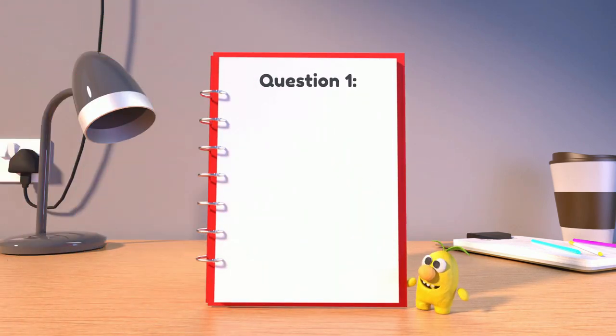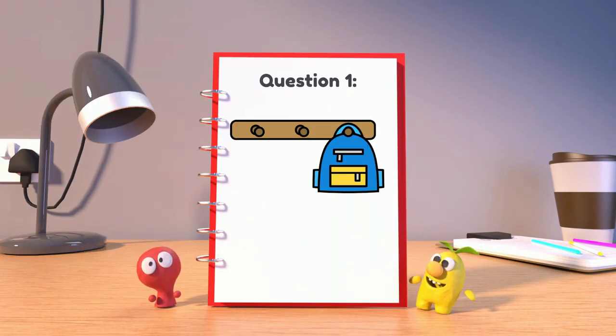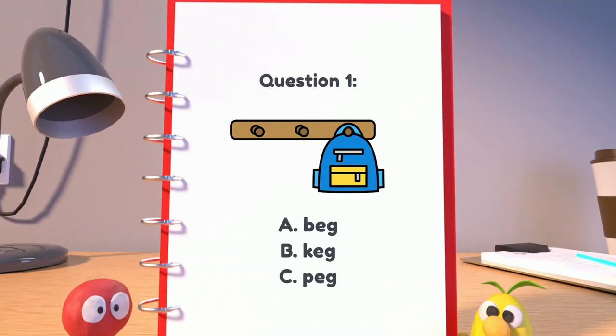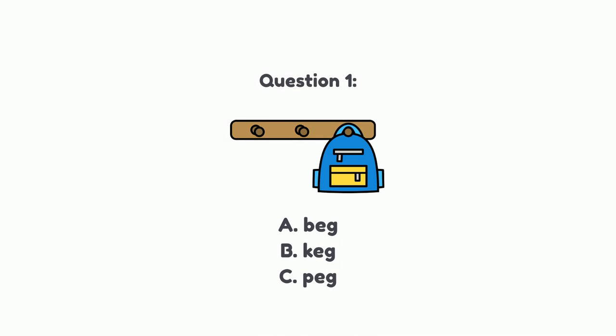Question 1. What is a word that means a small wooden object that is used to hang things up? A. Beg, B. Keg, or C. Peg? The answer is C. Peg. Great job!